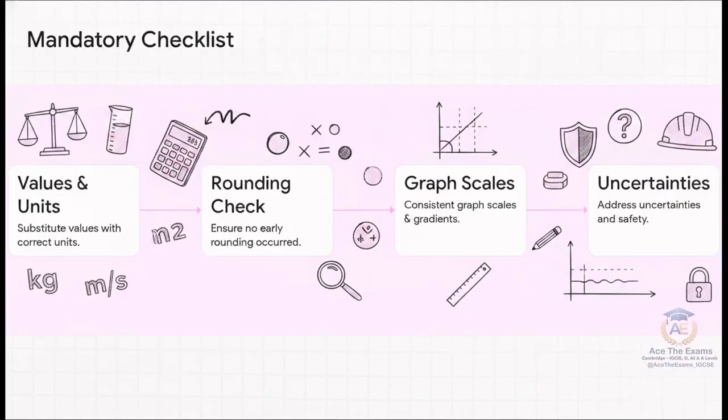So make this your mandatory checklist before you move on from any mass, weight, density, or pressure question. Number 1, have you substituted your values with the correct units? Number 2, have you checked that you didn't round your numbers too early in the calculation? Number 3, are your graph scales and gradients consistent? And number 4, for practicals, have you addressed uncertainties and safety? If you can confidently check these 4 boxes, your answer is pretty much bulletproof.